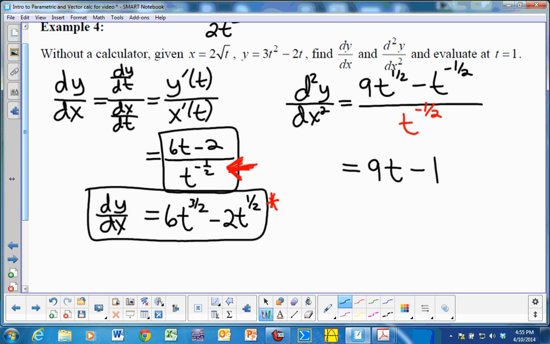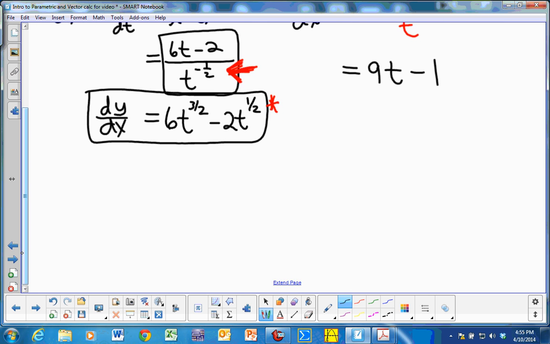Now the question said evaluate these at t equals 1. So let's go ahead and evaluate both of them. It's kind of unclear if it means both, but we'll go ahead and do it. So remember notation. dy/dx evaluated at t equals 1. That's an easy way to write that, to show exactly what you're doing. So dy/dx evaluated at, that's what that vertical bar means, remember, so at t equals 1. So that means just plug in 1, so that's 6 minus 2, which is 4.